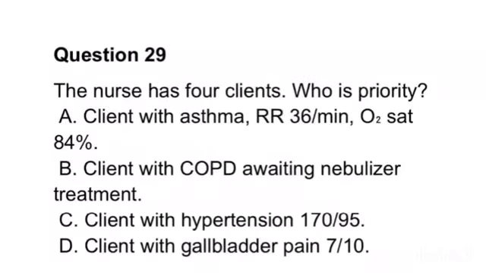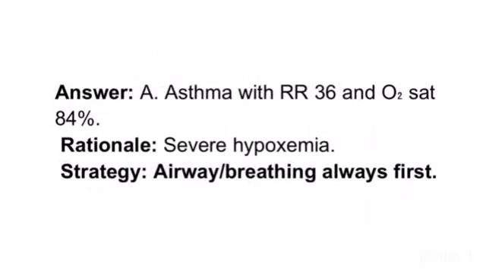Question 29. The nurse has 4 clients. Who is priority? A. Client with asthma, RR 36 per minute, O2 sat 84%. B. Client with COPD awaiting nebulizer treatment. C. Client with hypertension 170/95. D. Client with gallbladder pain 7/10. Answer: A. Asthma with RR 36 and O2 sat 84%. Rationale: severe hypoxemia. Strategy: airway/breathing always first.